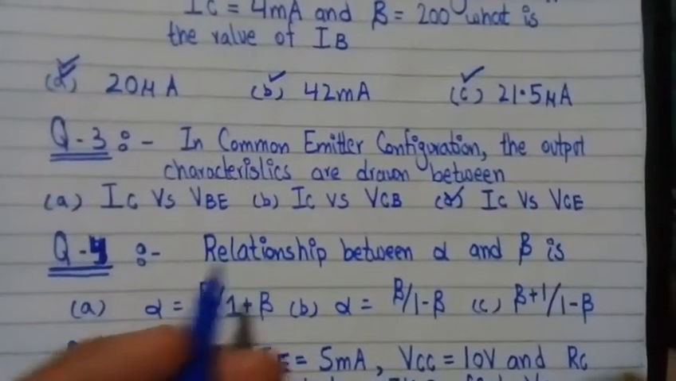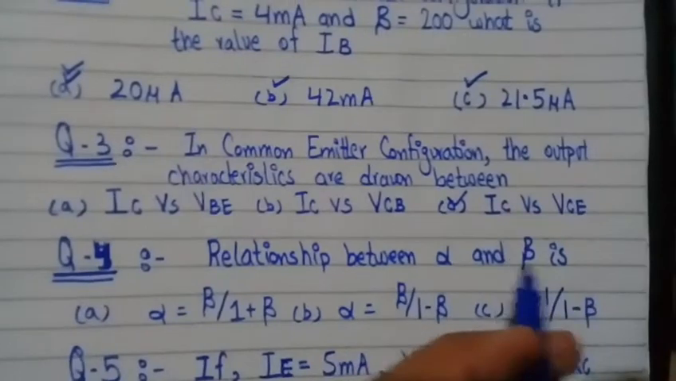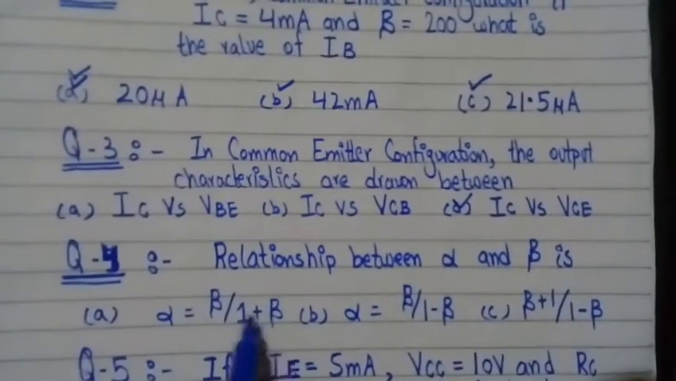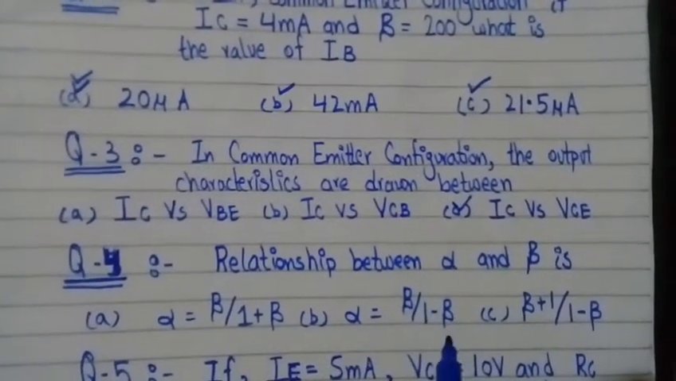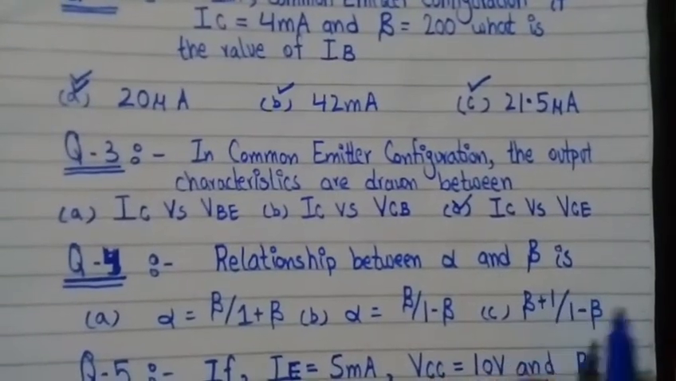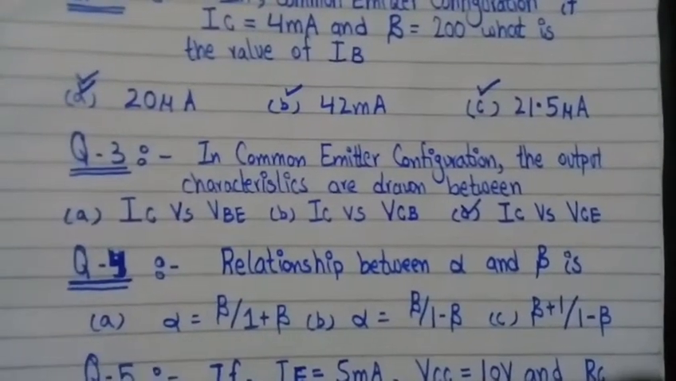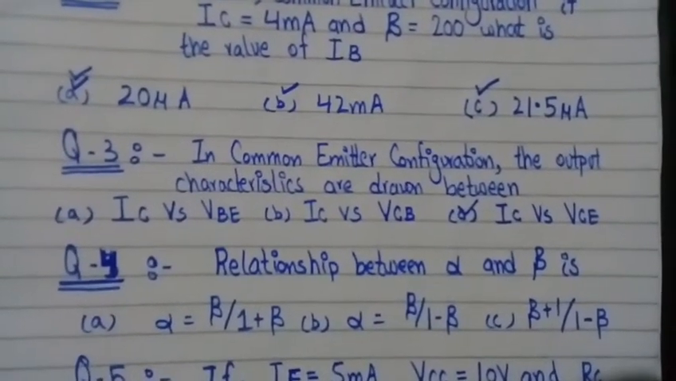The question number 4 is, the relationship between alpha and beta is that alpha is equal to beta over 1 plus beta, alpha is equal to beta over 1 minus beta, or beta plus 1 over 1 minus beta. So let's solve it on a separate sheet of paper.